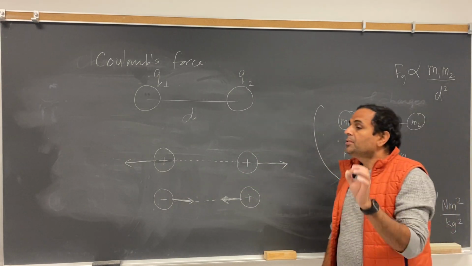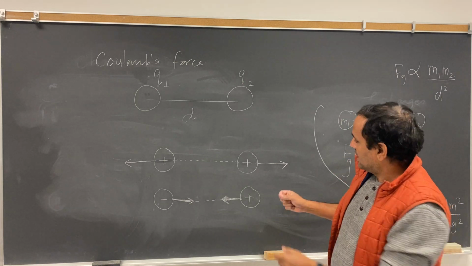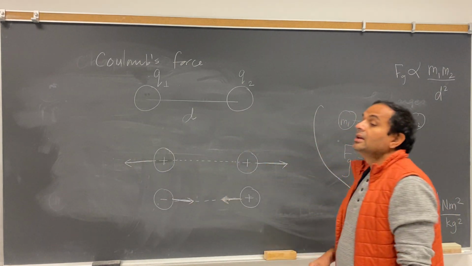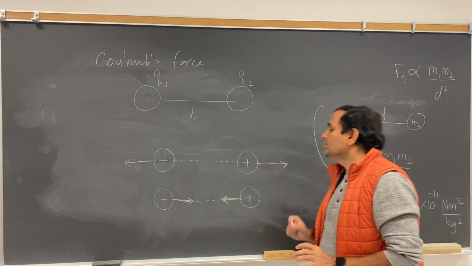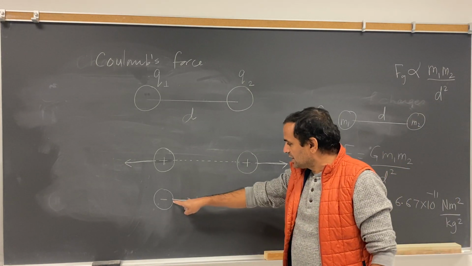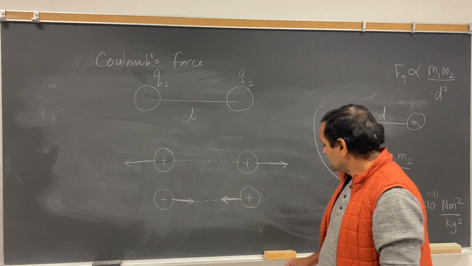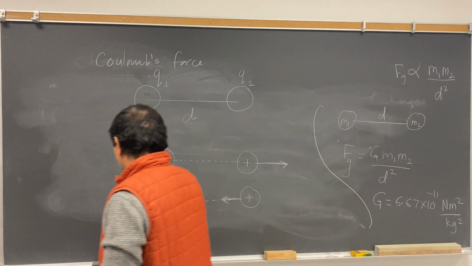But keep in mind, if you have similar charges, they repel, and in that case you have to draw the vector like this. If you have dissimilar, unlike charges, draw the direction like this. They attract each other. Okay, so this is about the Coulomb force, the electrostatic force.